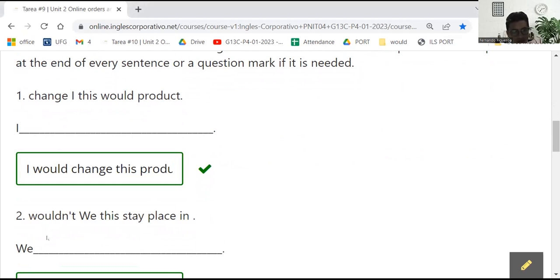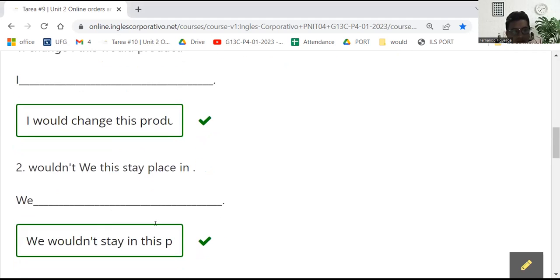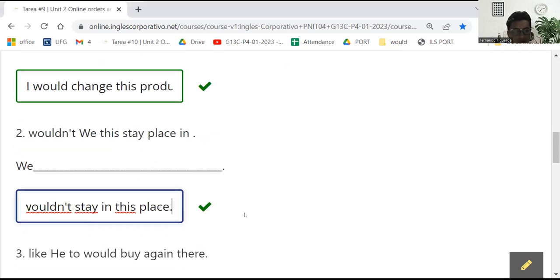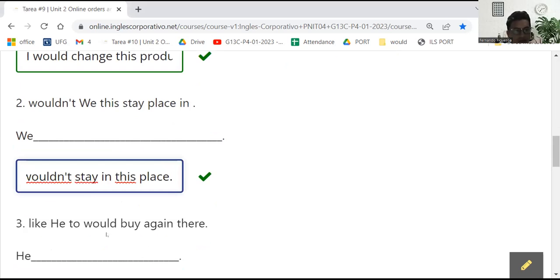We wouldn't. ¿Qué sigue después? Un verbo, ¿verdad? We wouldn't stay. ¿A dónde? In this place. We wouldn't stay in this place. Entonces, nada más es apegarnos a la estructura. We wouldn't stay in this place. Ahí está. La número 3. ¿Cómo nos quedaría la número 3?